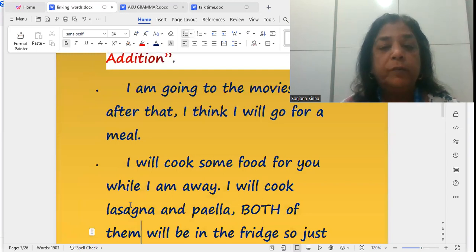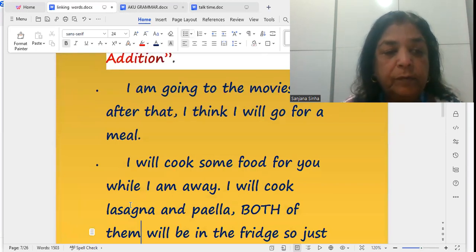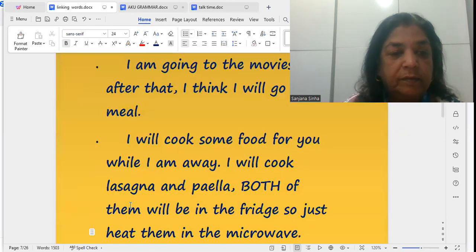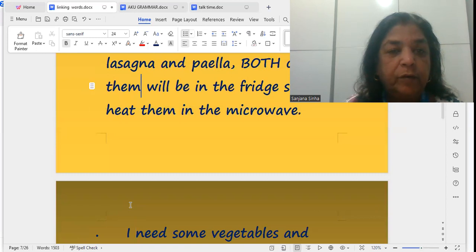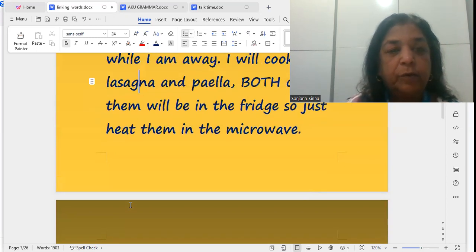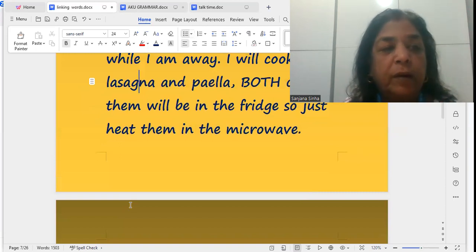I will cook some food for you while you are away. I will cook whatever you want to eat. Both of them will be in the micro oven. It means I will cook something and I will put it in the fridge or put it in the micro oven. When you come, you can have it.